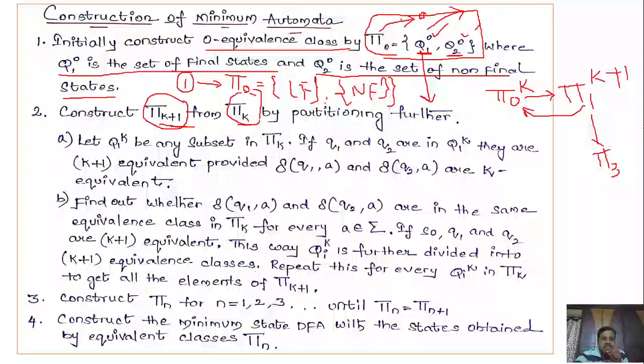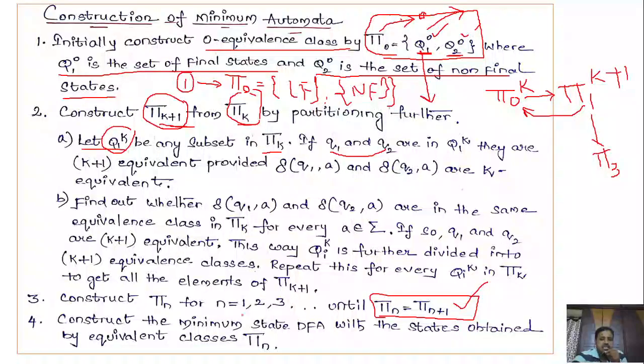So if you observe this algorithm, the algorithm is clear to you, I think, right? What we are doing is constructing pi k plus 1 from pi k by using the partitioning approach. We select one of the state sets from pi k, and we check whether the two states q1 and q2 are equivalent or not. This process is repeated until pi n is equal to pi n plus 1, or pi k is equal to pi k plus 1, until this condition is satisfied.